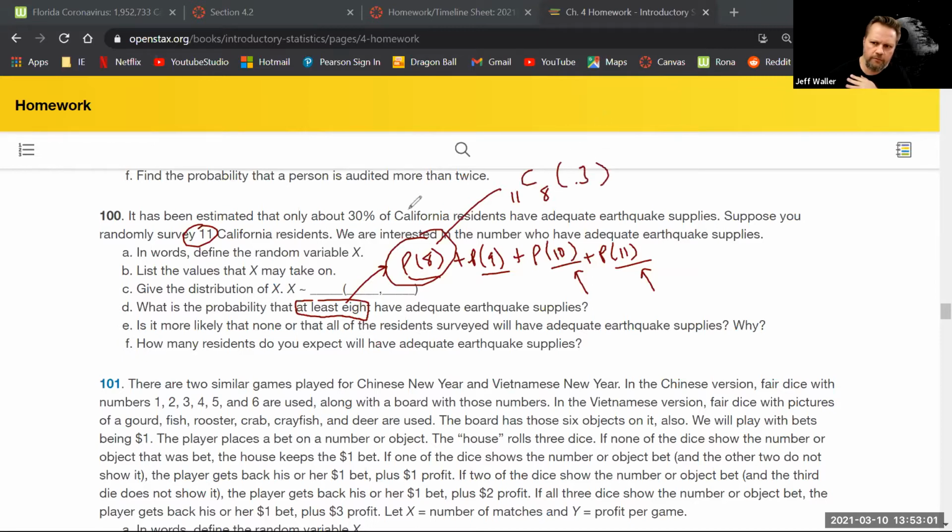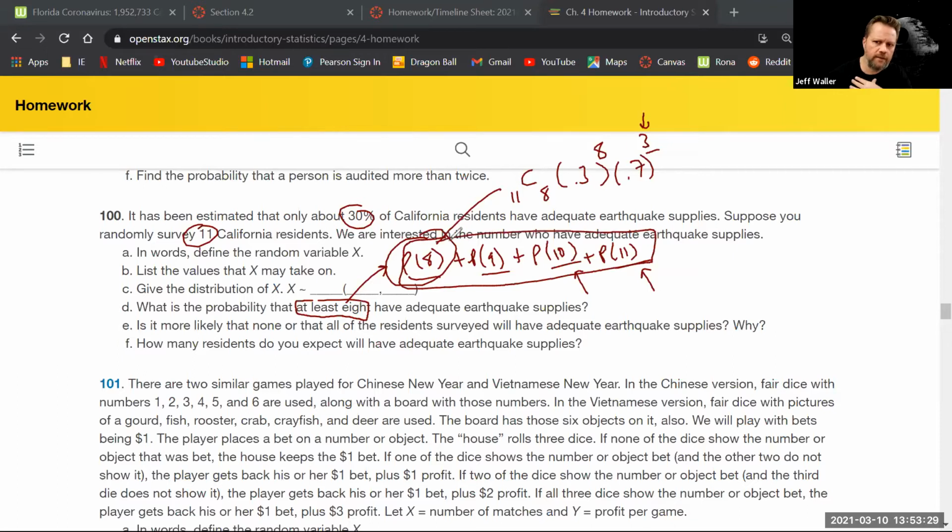And then 0.3 is the probability of success. So I want 8 of those. So how many failures do I need to have? I don't have to do 1 minus. Do all of these and add them and you're done.